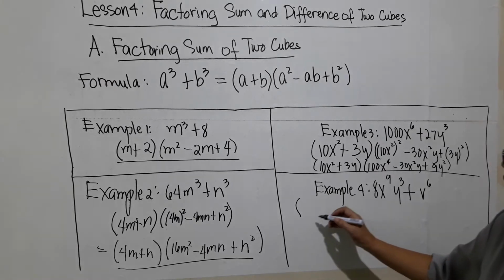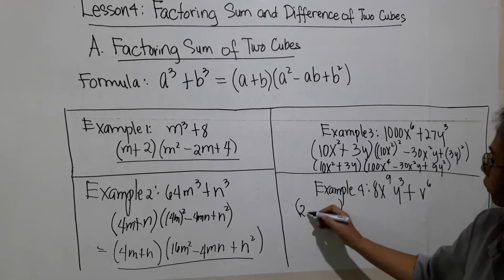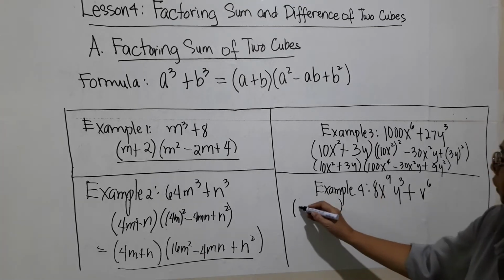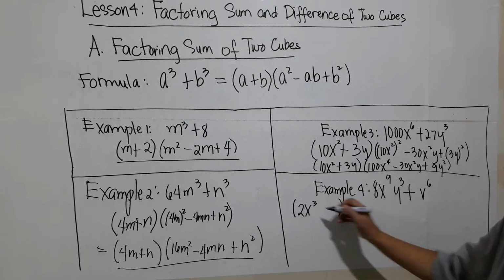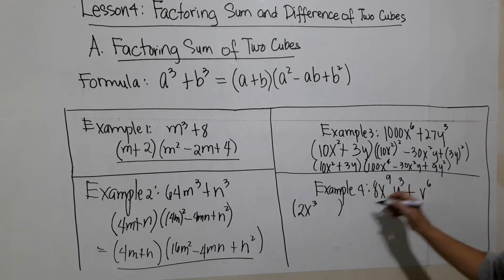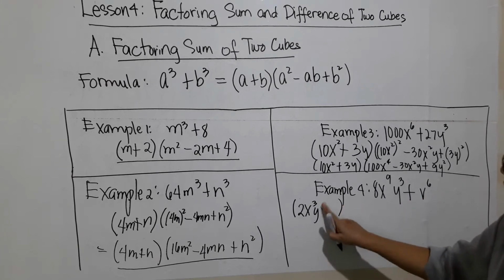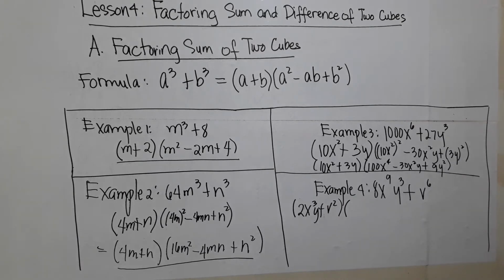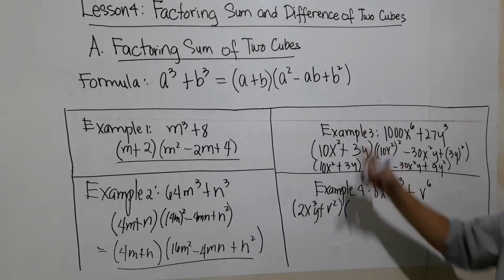For example number 4, the first factor: cube root of 8 is 2. Cube root of x to the 9 is x cubed, because 9 divided by 3 is 3. Cube root of y cubed is y. Plus cube root of v to the 6 is v squared. To find the second factor, refer to the terms in the first factor following that formula.